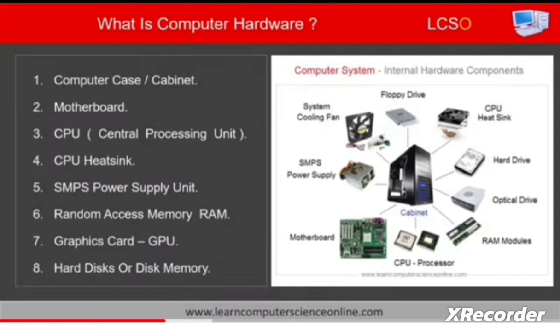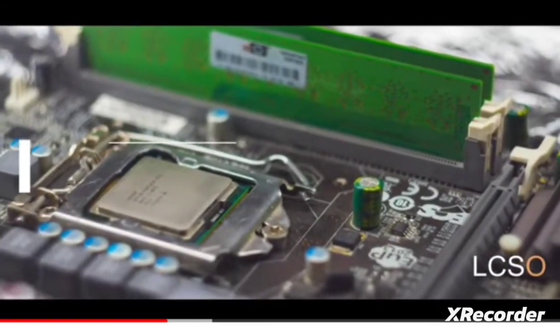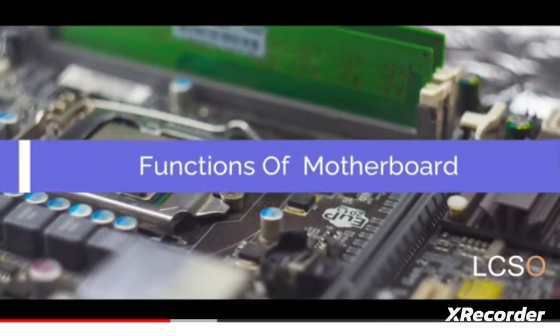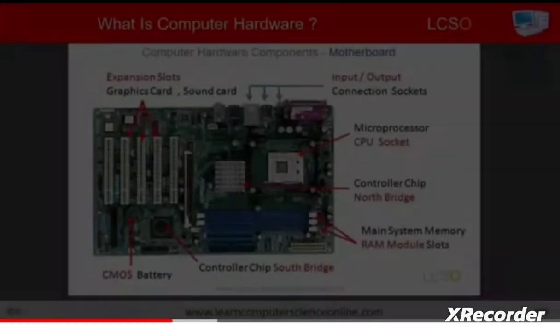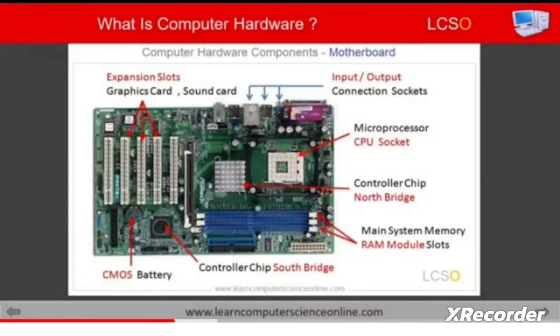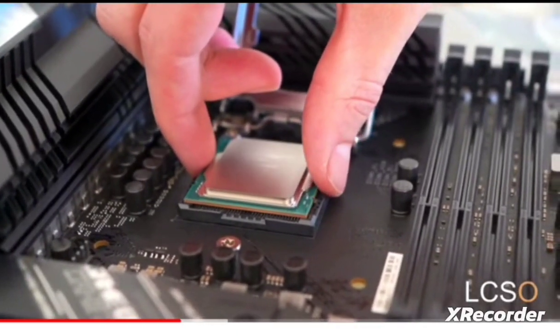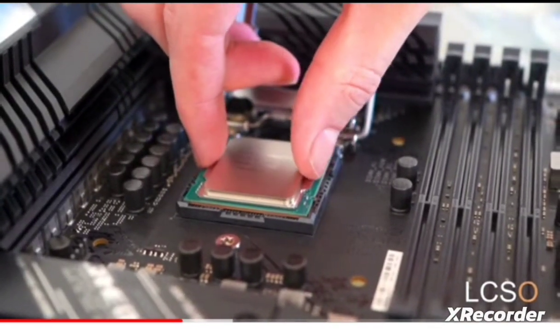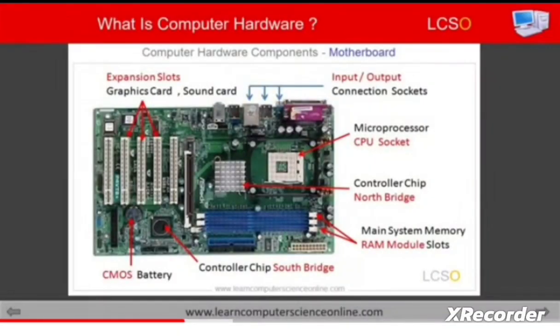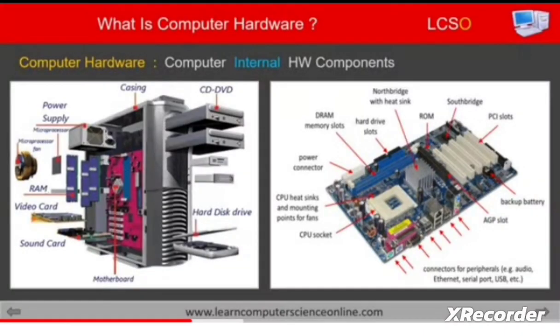Let us move on to the next hardware component, that is the motherboard. The computer motherboard is the main printed circuit board used to assemble and interconnect various computer system components. The motherboard provides the connection sockets for the microprocessor CPU, main memory RAM, secondary memory unit called hard disk, graphics card, and the controller chips, which connect the various input and output devices connected to the computer.